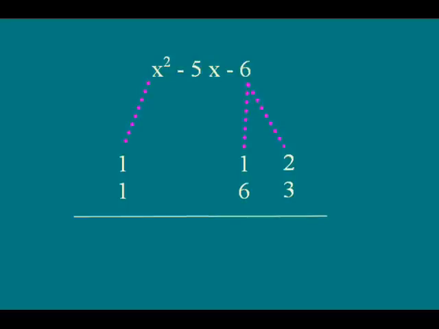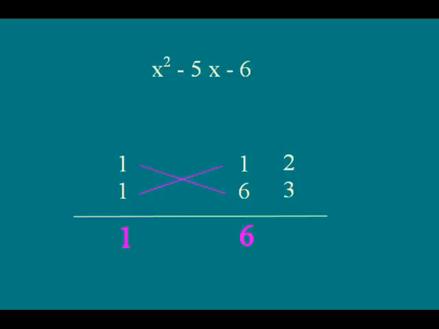We might as well start with the first column, 1 and 6. Let's cross multiply. 1 times 6 is 6. The other way, 1 times 1 is 1. Next we'll see whether we could adjust the signs of the 1 and the 6 so that they add up to negative 5. And indeed we can.